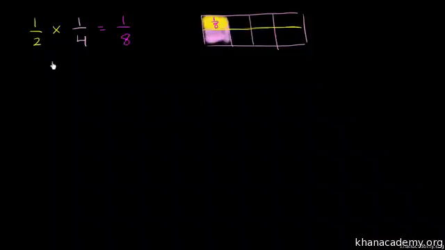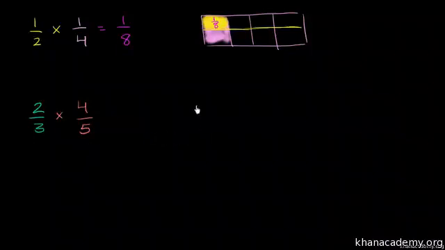Let's do another example, but now let's multiply 2 fractions that don't have 1s in the numerator. So let's multiply 2/3 times 4/5. I encourage you now to pause the video and do something very similar to what I just did. Try to represent 4/5 of a whole, and then try to represent 2/3 of that 4/5 and see what fraction of the whole you actually have. So pause now.